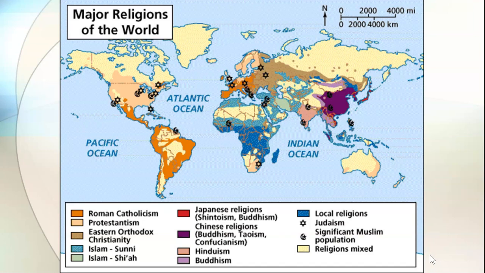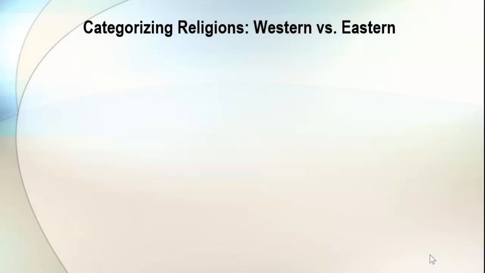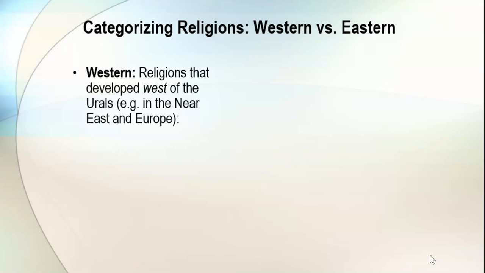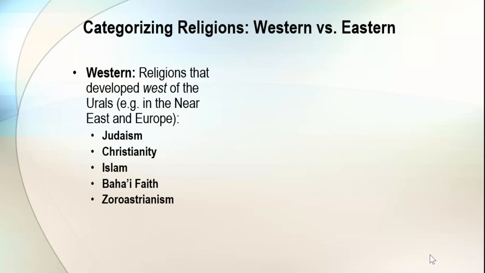All right, so just looking at a general map, here's some of the major religions of the world, and this is where you find them. We will, of course, talk about Christianity, Judaism, Islam, Buddhism, and Hinduism as the big five, right? So when we think about Western versus Eastern religions, Western religions are religions that developed west of the Urals. Judaism, Christianity, Islam, right? The Baha'i and Zoroastrianism, those are two more that are widely practiced that are also Western religions. They are not Abrahamic. Judaism, Christianity, and Islam are all Abrahamic religions.